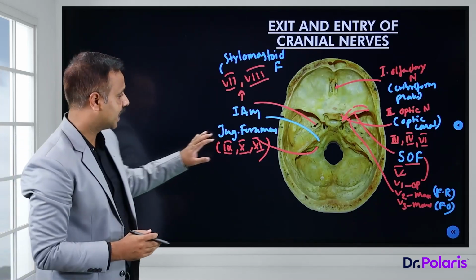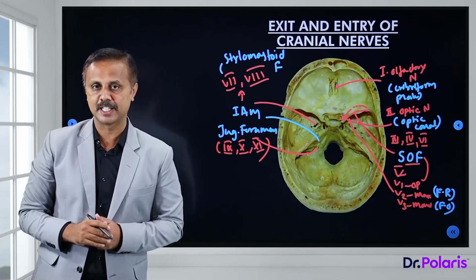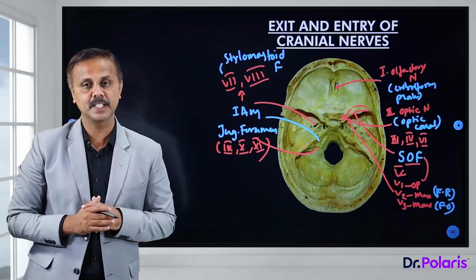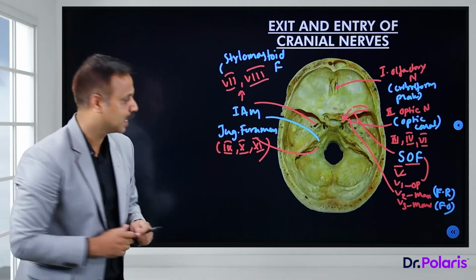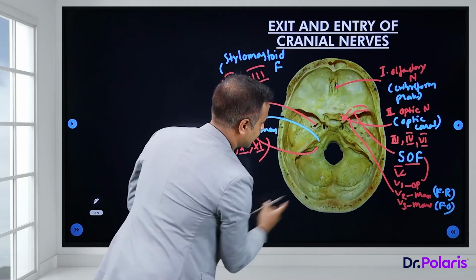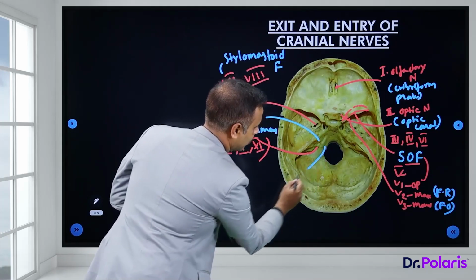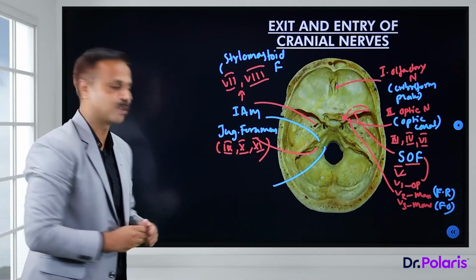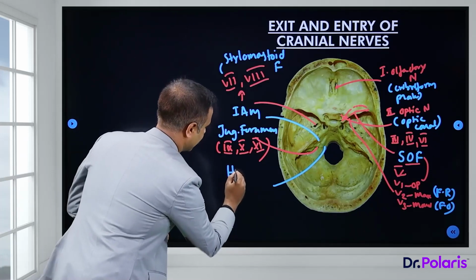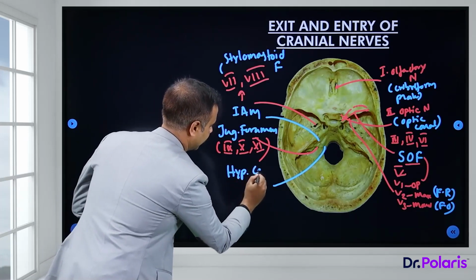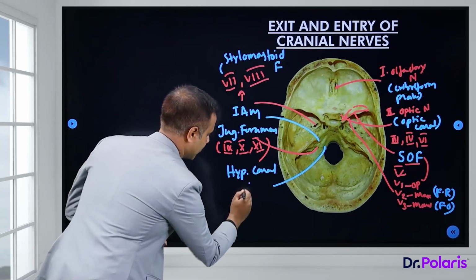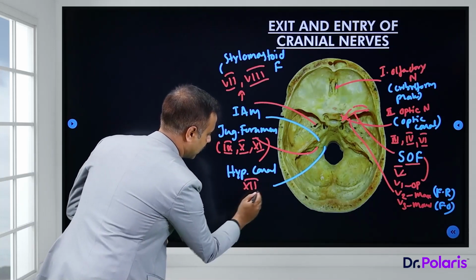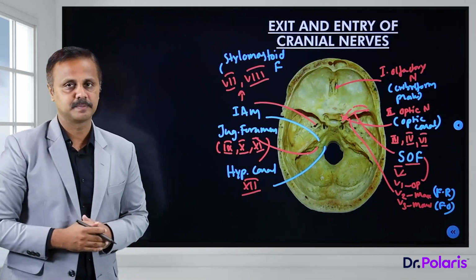Right? This is regarding the 9th, 10th and 11th cranial nerves. Then we are left with the last cranial nerve. Now, how does the last cranial nerve exit? Remember, just beneath the jugular foramen, we have one more opening here. And what is this opening? This is referred to as the hypoglossal canal. And as the name suggests, this will allow for passage of the 12th cranial nerve or the hypoglossal nerve.